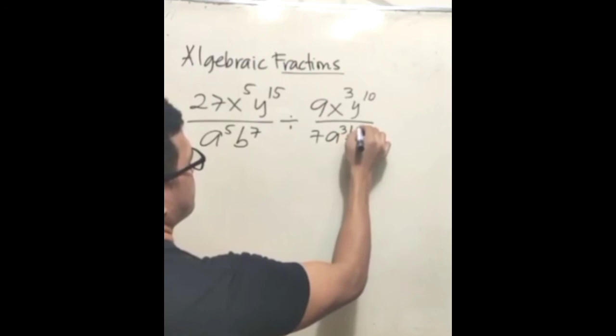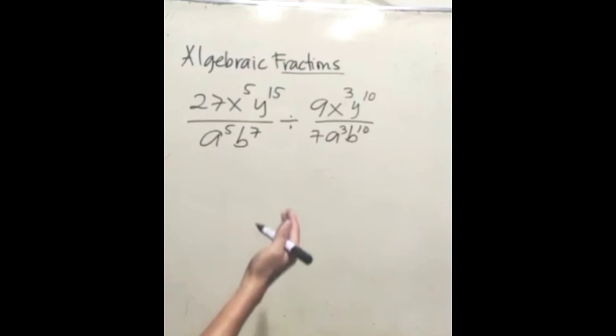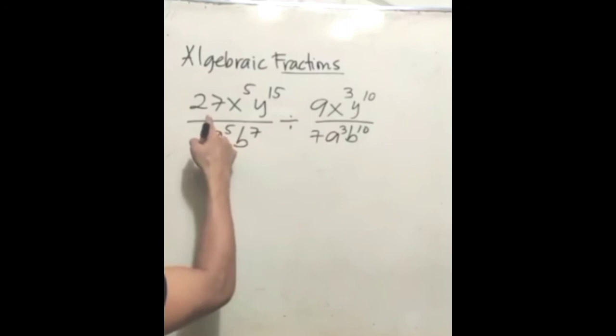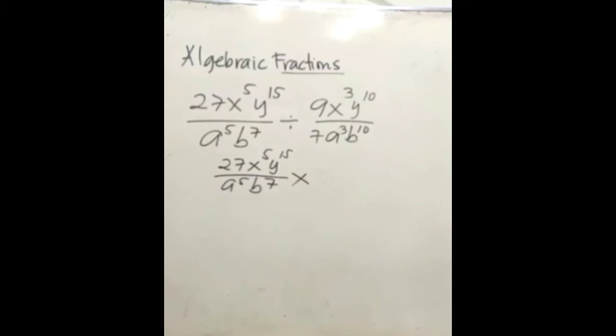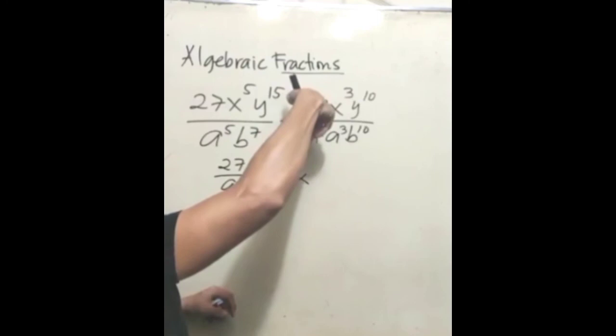Okay, so what if like this? This is division na. Same rule with the basic division of fractions. Okay, same rule. Kopyahin nyo itong sa first. Okay, so we have 27, x5, y15, over a5, b7. Change nyo sa multiplication. Change sa multiplication. And then take the reciprocal of this or the inverted form.